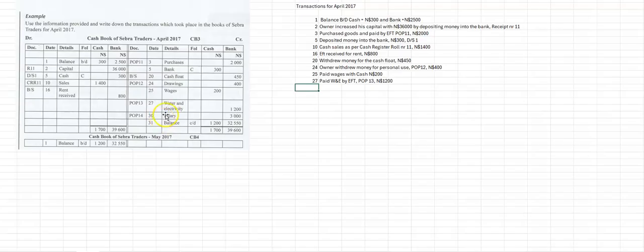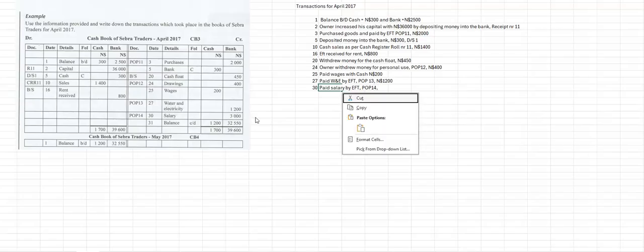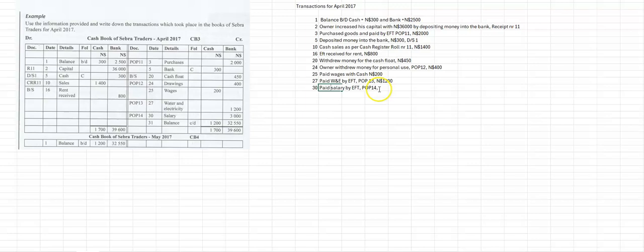Okay, then we have our second last transaction. We have the 30th where we paid salary. Remember, there's a difference between wages and salary. Wages is for casual workers, which you do not have contracts with, and salary is with permanent workers, which has contracts. So on the 30th, we have salary. So paid salary. How do we pay it? By EFT. Then we write the proof of payment and we put the value. The value is $3,000.